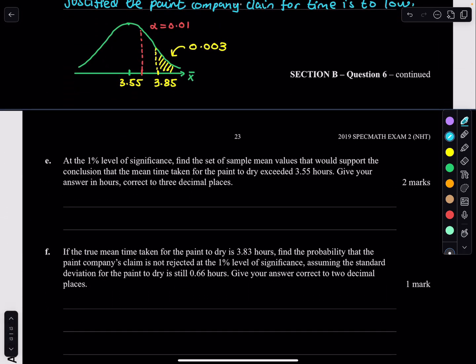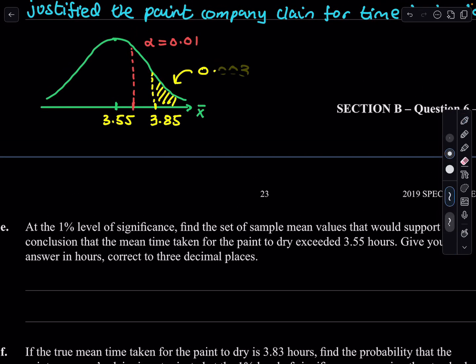As you look at the 1% level of significance, find a set of sample means that would support the conclusion that the mean time taken for the paint to dry exceeded 3.5 hours. Give your answer correct to two decimal places. So you know what we're saying? Let's find the values of x, your sample means, that give us values that... let me explain what this is. So if I just rub this out.